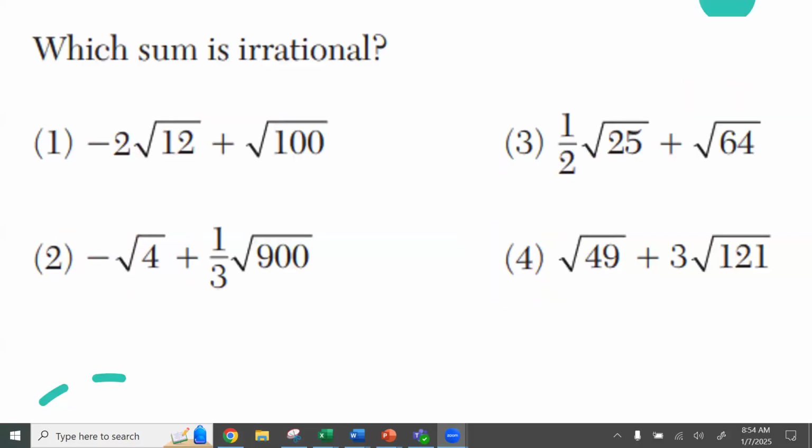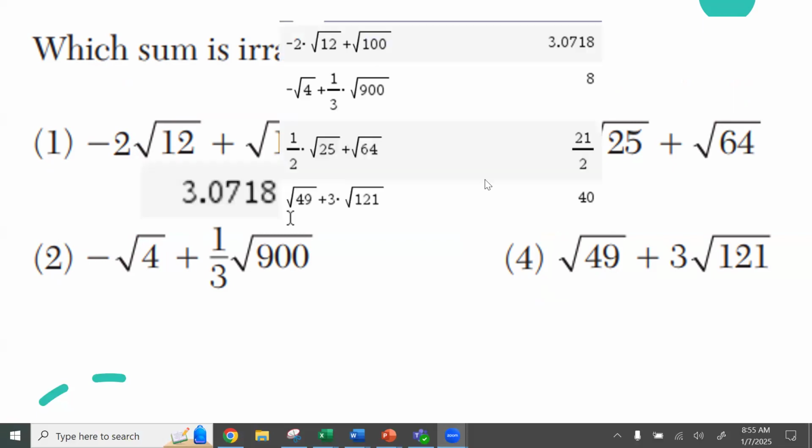Which sum is irrational? Again, pause the video, type them all in, see what pops out. 1, 2, 3, 4. Here we go. So I did them all. We are looking for the irrational one. We've got 8, 21 over 2, 40. Those are all nice. Choice number 1 is the weird one that has a bunch of decimals that we don't know. So choice number 1 is the winner on that one.